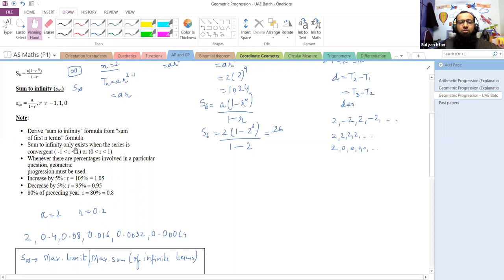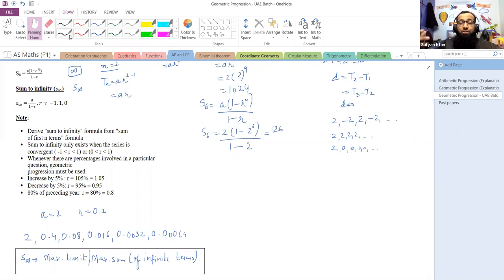Secondly, sum to infinity does not always exist. It only exists in geometric progression. And second thing is that it only exists when the series is convergent. This is a very important point, right? It only exists when the series is convergent. So this means the series has to be convergent.